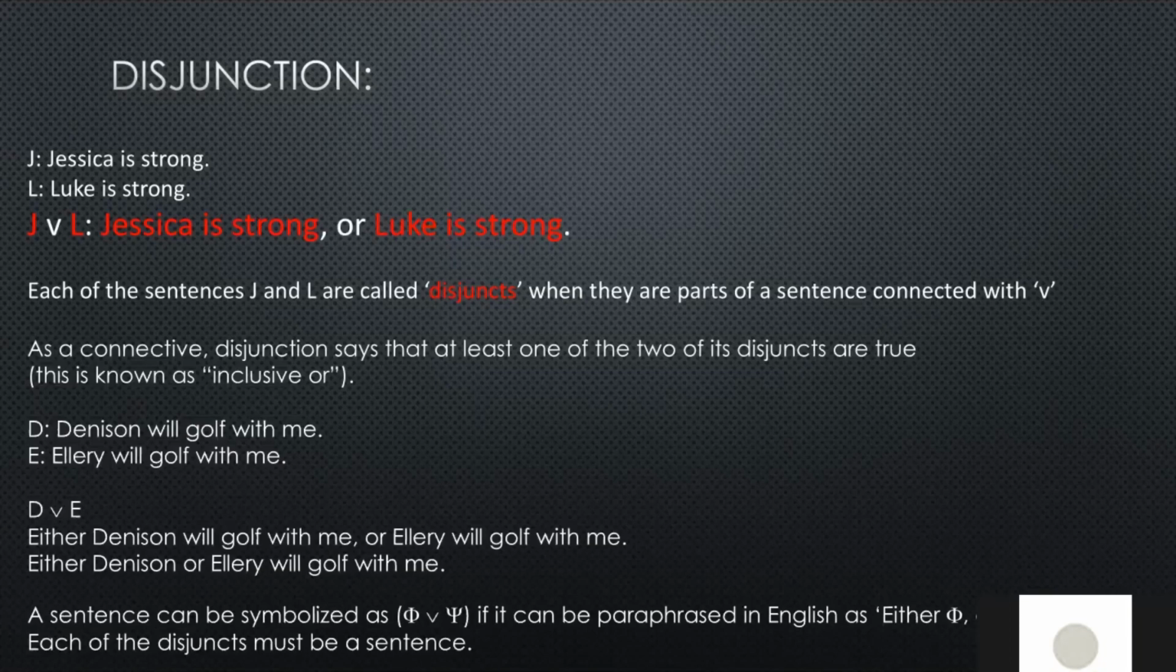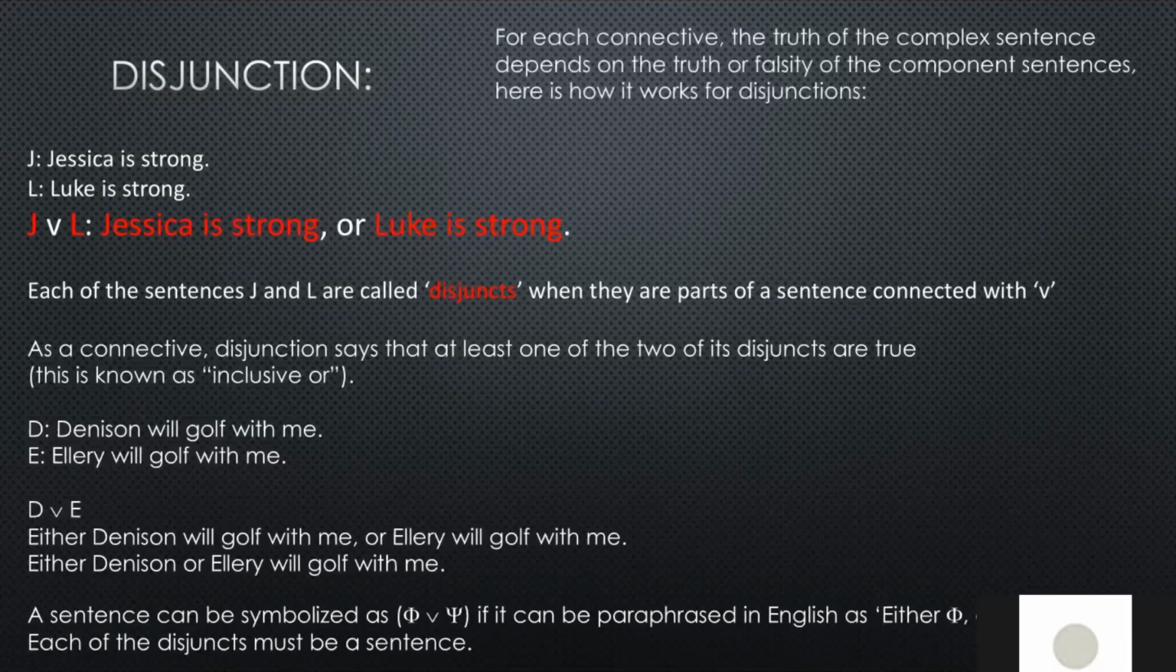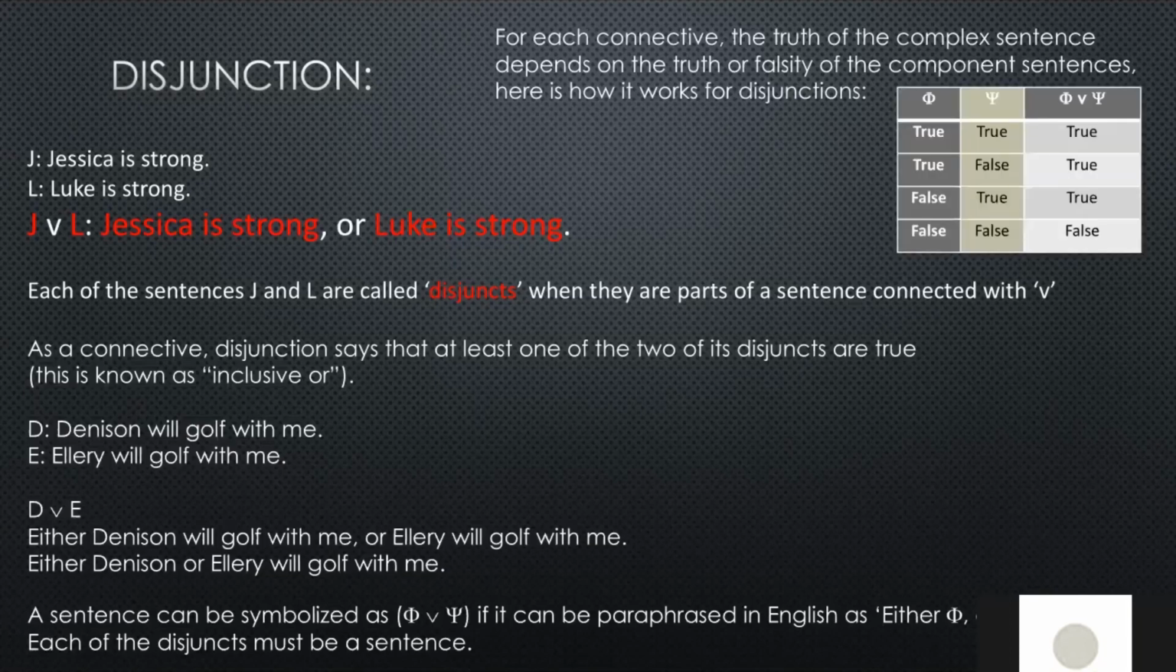However, each of the disjuncts must be a sentence in its own right. It must be capable of being true or false. So for each connective, the truth of the complex sentence depends on the truth or falsity of the component sentences. And here's how it works for disjunctions. If we have a disjunction phi or psi, and phi is true and psi is true, then our disjunction is true. If phi is true and psi is false, then our disjunction is still true. If phi is false and psi is true, then our disjunction is still true. The only time a disjunction is false is when both of its disjuncts are false.